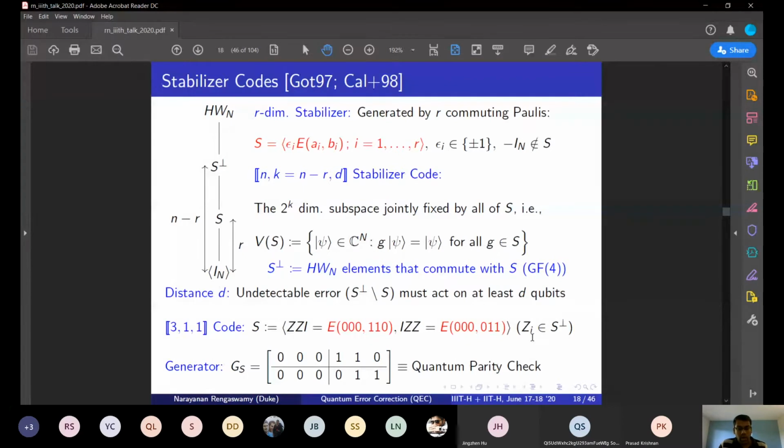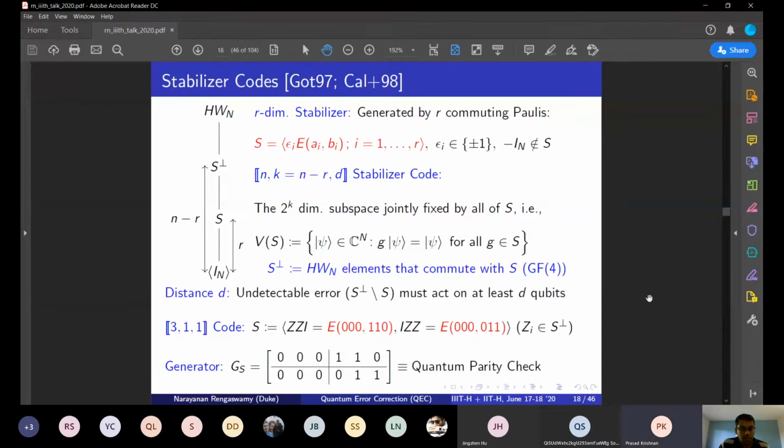And now I'll again go through the 3-1-1 code from yesterday and go through these things. But is there any question from this slide? Because this is key. The notion of a stabilizer and the dual is key.